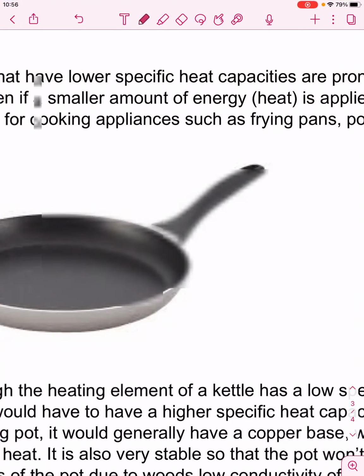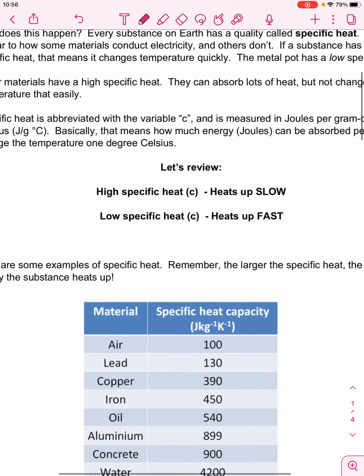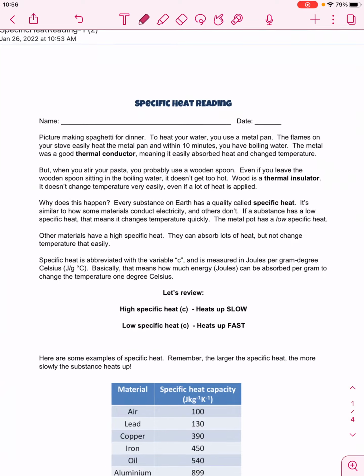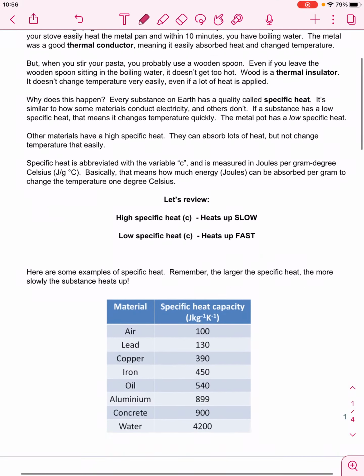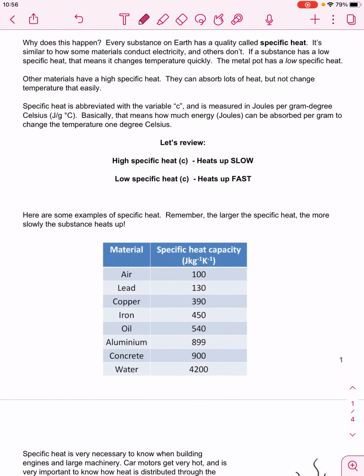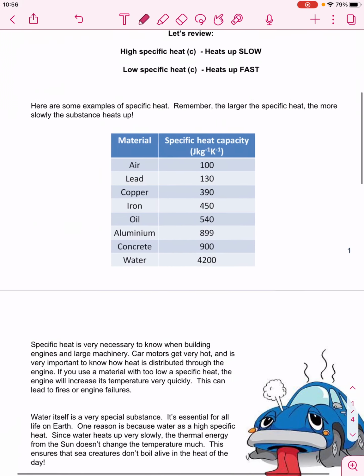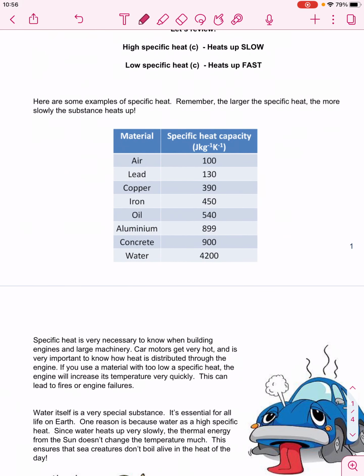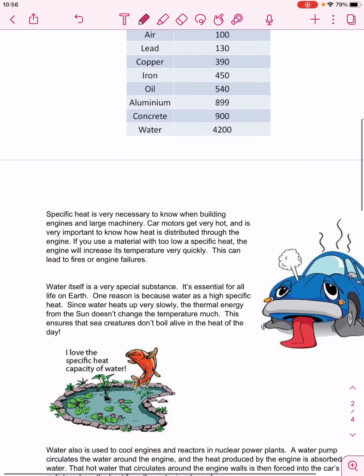Okay. You guys had this reading yesterday that you did on the specific heat. Should have been a pretty easy reading. And basically, if the number is high, it heats up slow. The number is low, it heats up fast. So depending on what you need to do, you'll want some things that have high specific heat and sometimes things that have low specific heat.